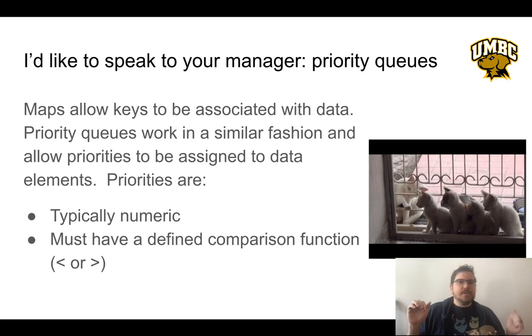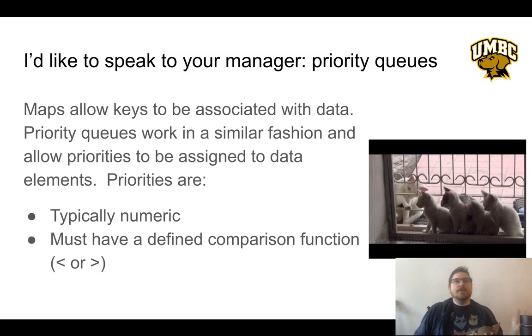All right, so priority queues. Priority queues kind of have a map flavor to them. With priority queues, data goes in and it has a priority associated with it. With maps, you have keys and values: each bit of data, the value, has a key associated with it that you use to access that data. With priority queues, you have a priority assigned to the value, which determines how quickly it's able to leave the queue, essentially. Priorities are typically numeric, but they can be anything as long as you can define a comparison function on them.